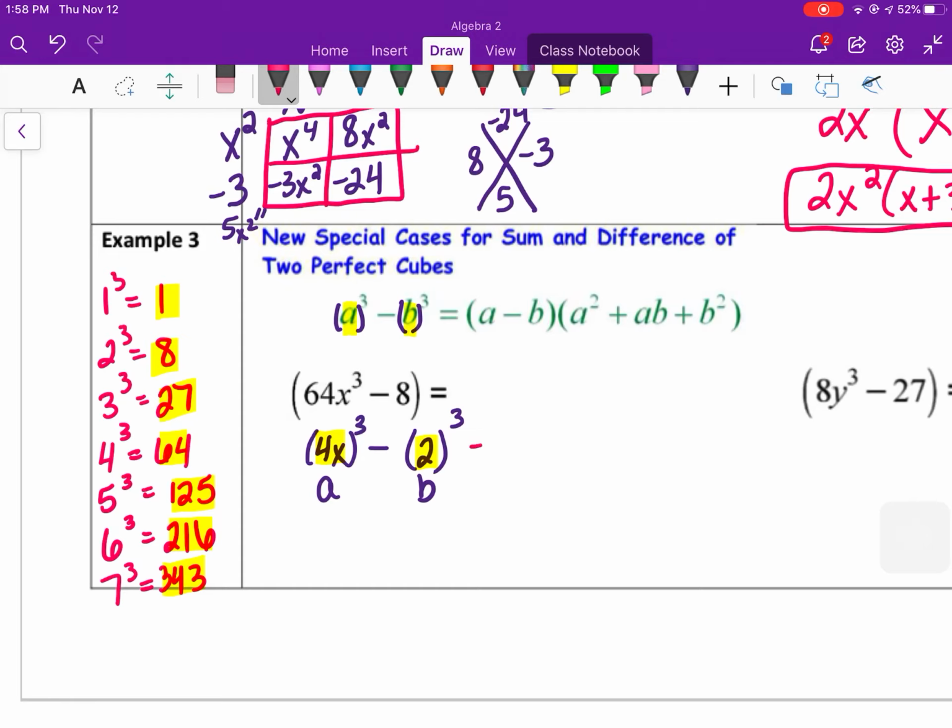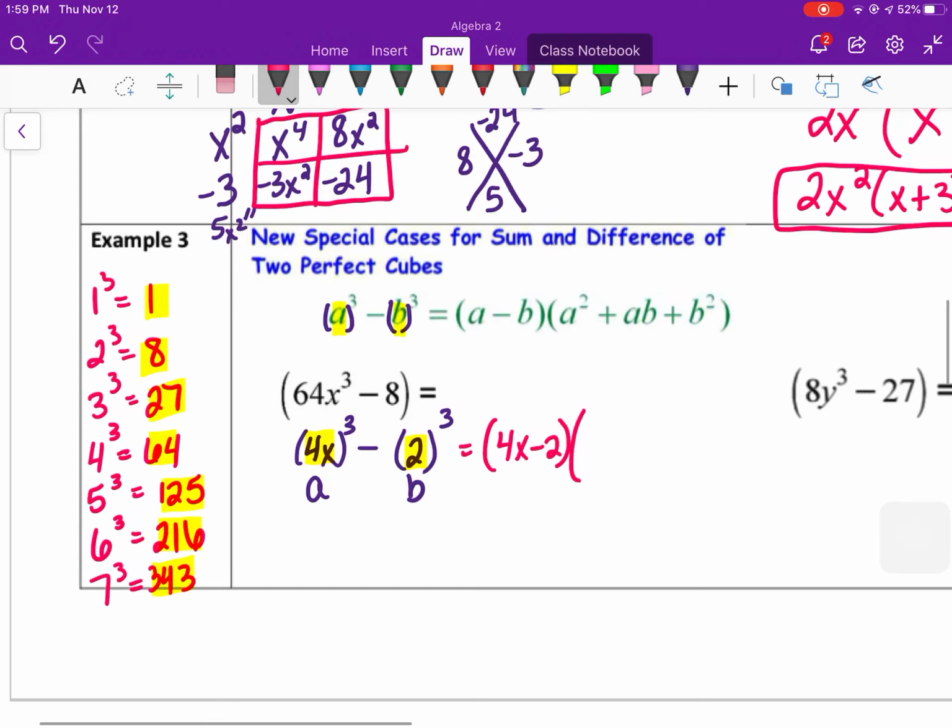So plugging that in, the first one is a minus b, so it'll be 4x minus 2. And then parentheses, a squared, so it'll be 4x squared, then plus a times b, so it'll be 4x times 2, and then plus b squared, so 2 squared.